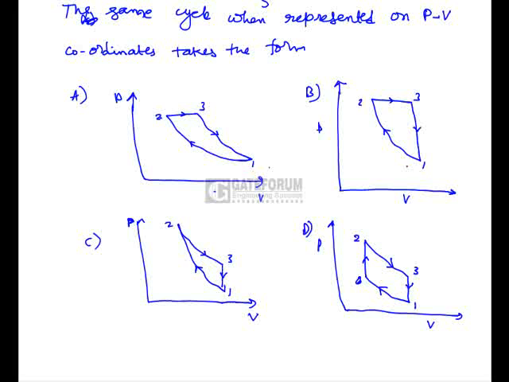And coming to the next option, here 3 to 1 is a constant volume, but in the original diagram 3 to 1 is a constant entropy process, so it cannot be the answer. And here also 3 to 1 is a constant volume process, so it cannot be the answer. And here also 3 to 1 is a constant volume process, so it cannot be the answer. So the right answer is A. A is the right option.